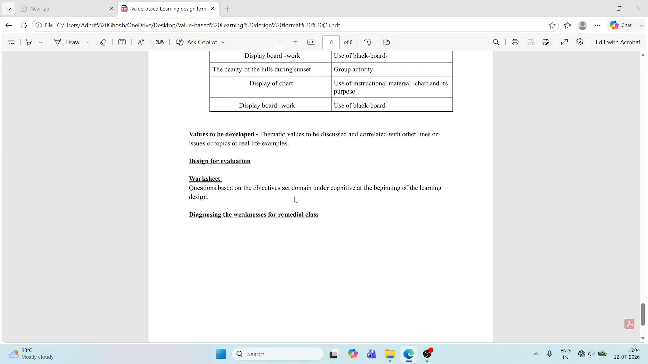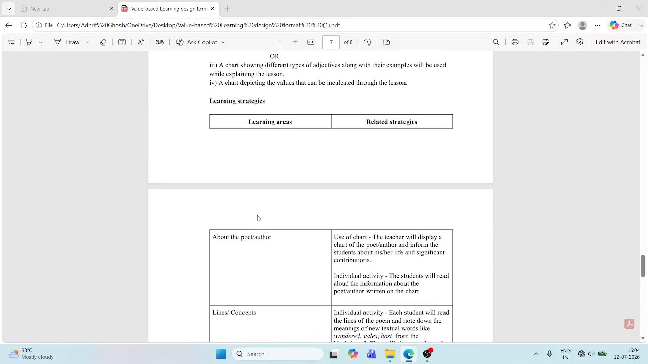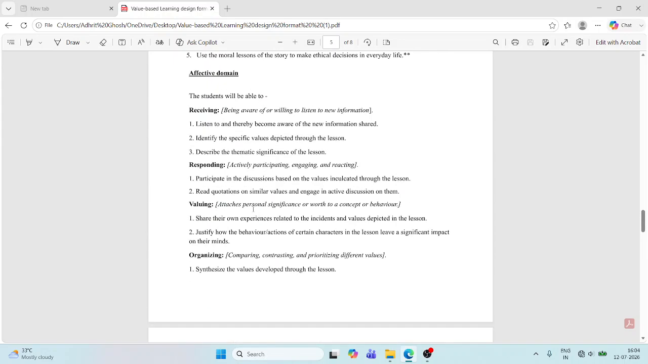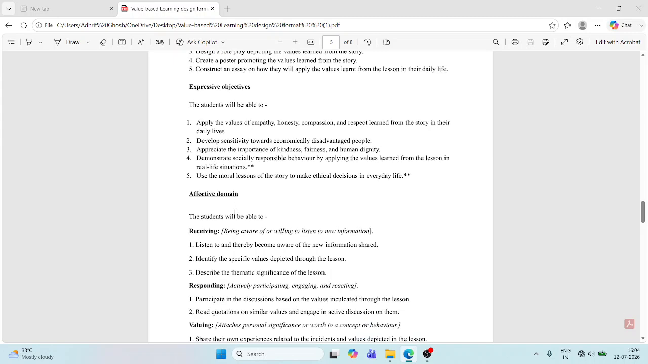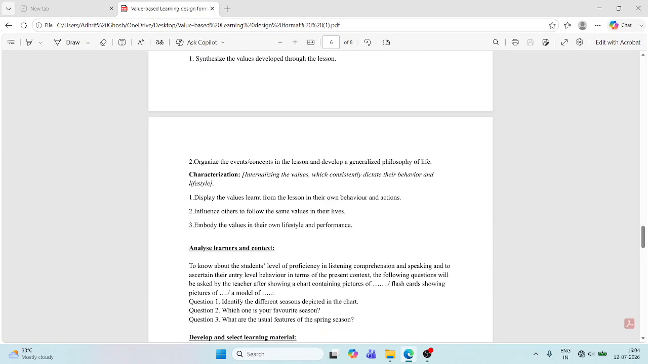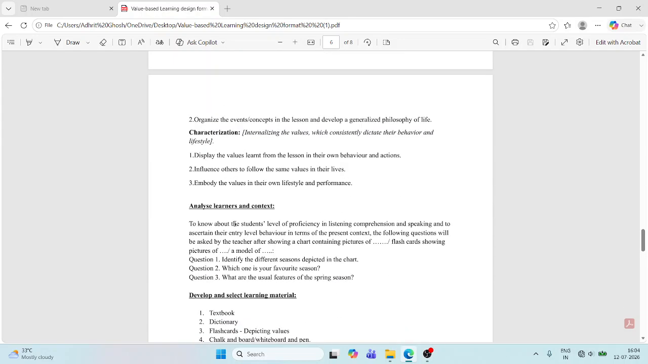Then in case of design for evaluation, go for usual, just the worksheet or whatever questions you do under cognitive dimension. All right, just do it according to the objective set. So if you have asked them to prepare, like the objectives that I said earlier, in case of cognitive dimension, if you have asked them to prepare a poster or maybe a project, these you can assess. You can put them inside the blueprint and you can assess. But for the affective domain, that you cannot really assess. All right, this will be done through the discussions.